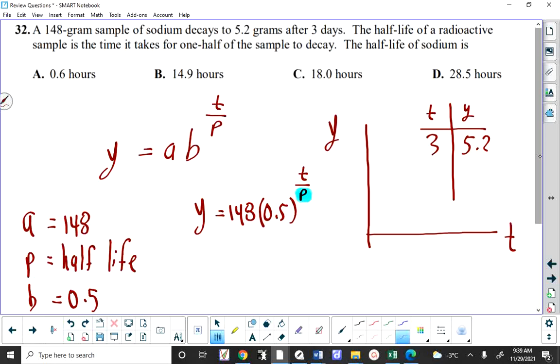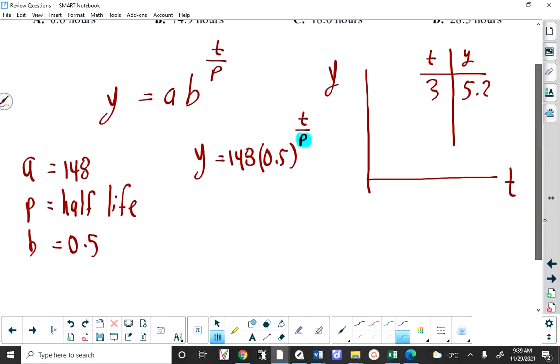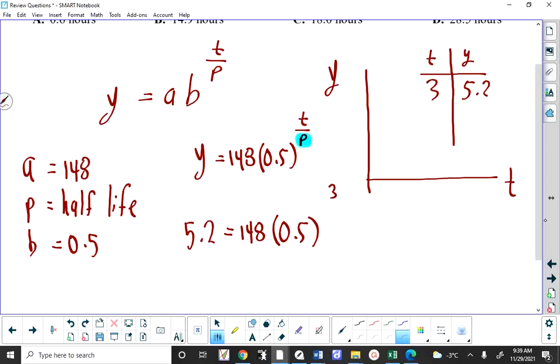Now there's a bit of a problem because the answers are all in hours, but we'll get to that in a bit. When you put those numbers in, you're going to have 5.2 equals 148 multiplied by 0.5 to the 3 over p. This is a difficult problem, first of all, but I know when most Math 30 students solve this problem, they end up putting the 3 on the bottom and solving for t instead. It's just what you're used to seeing. So this is the equation that we have to solve.